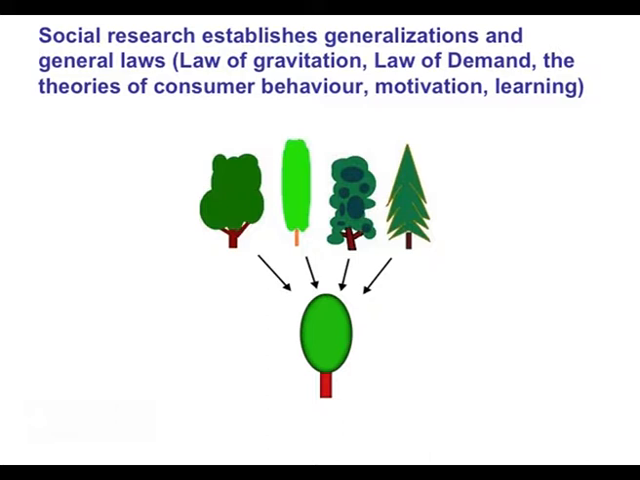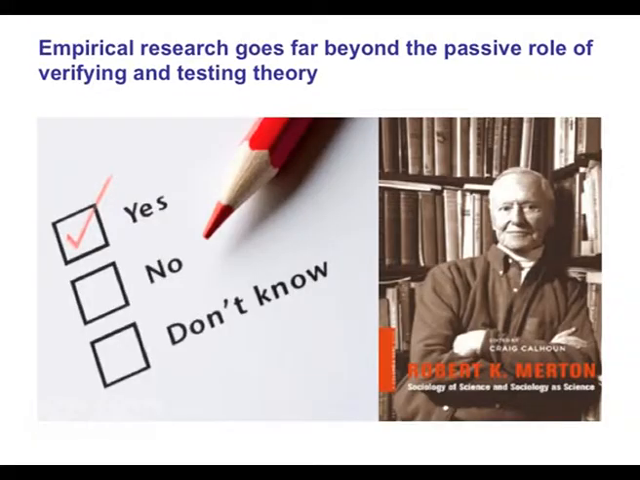laws and theories. Fourth, social research verifies and tests the existing facts and theory, and these help improving our knowledge and ability to handle situations and events.